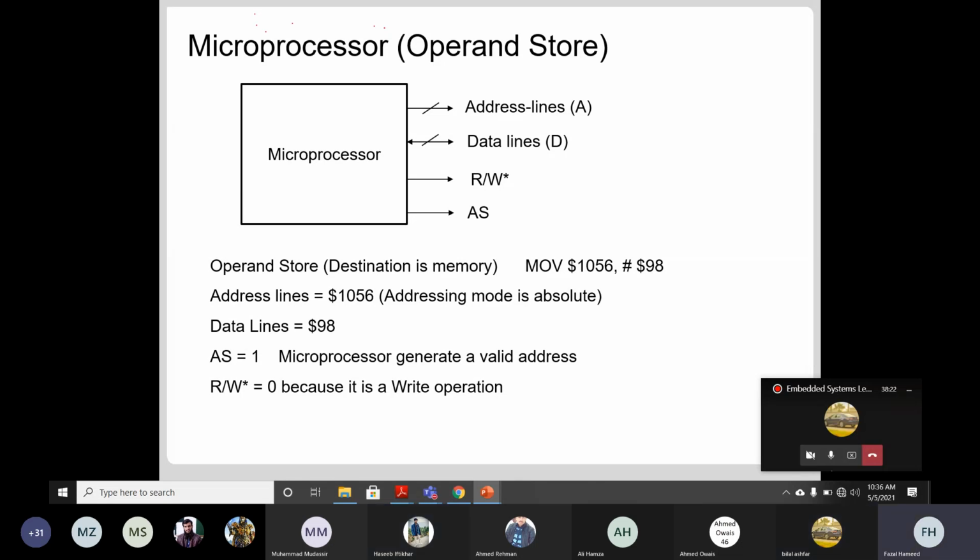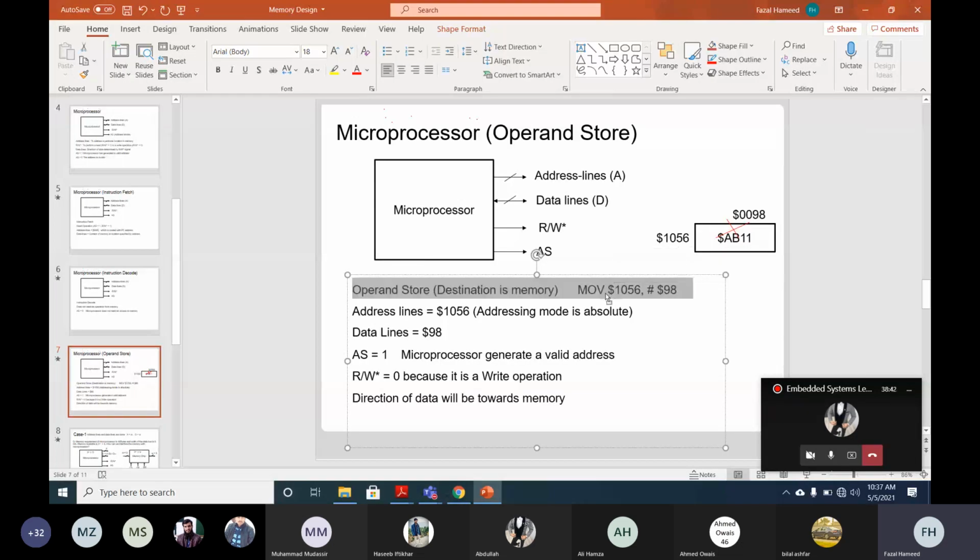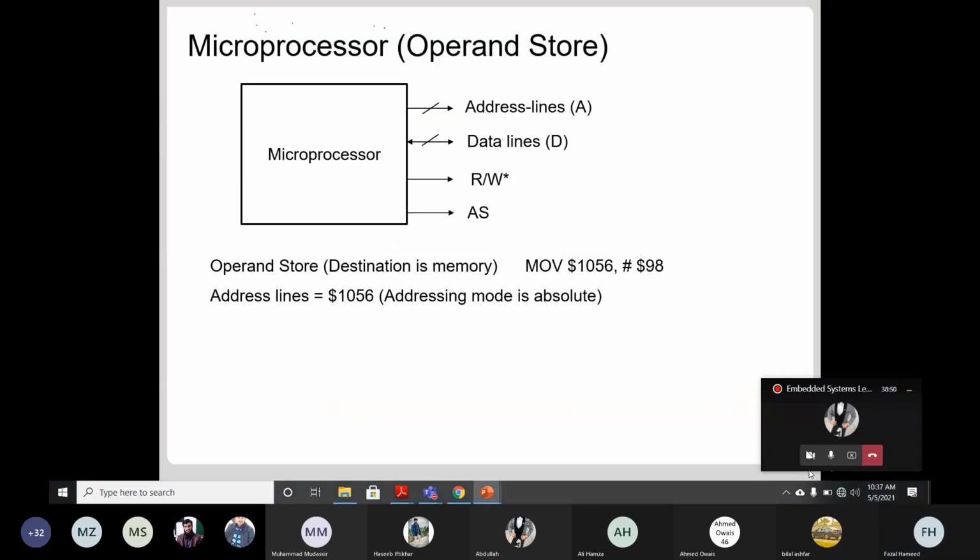Why is it a write operation? Because we want to store in memory. Because the destination is always on the left-hand side. On the destination side, if you look at this instruction, $1056 is your absolute addressing mode. The destination is memory. Did you understand?